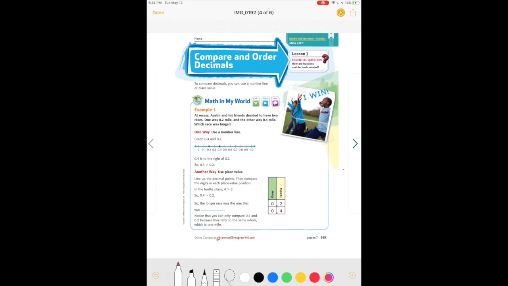Today we are working on comparing and ordering decimals, which is lesson 7. We are just doing one lesson today. Let's jump right in and get started. Make sure you have these pages of your math packet in front of you and that you are doing them with me. To compare decimals, you can use a number line or a place value.